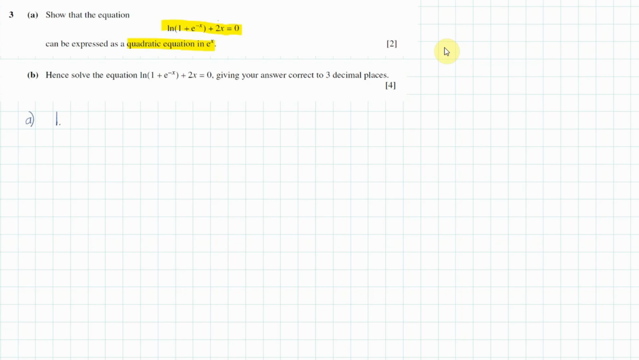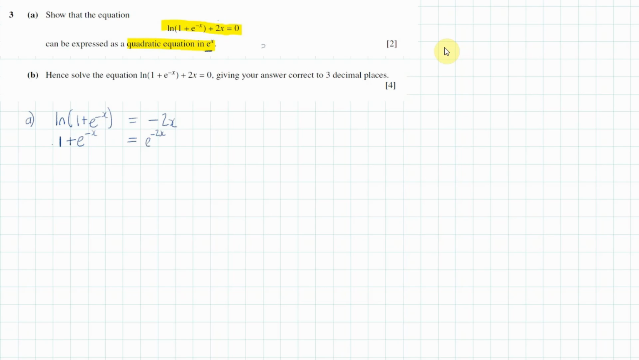Now, my first move here would be to get this 2x across to the other side. And now I'm going to take e of both sides. Now, e to the ln of something just leaves me on the left-hand side with 1 plus e to the minus x. And then on the right-hand side, I'm going to have e to the minus 2x, which is good because I'm trying to get a quadratic equation in e to the x.